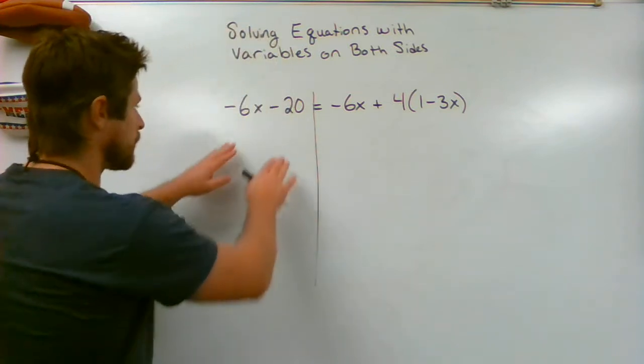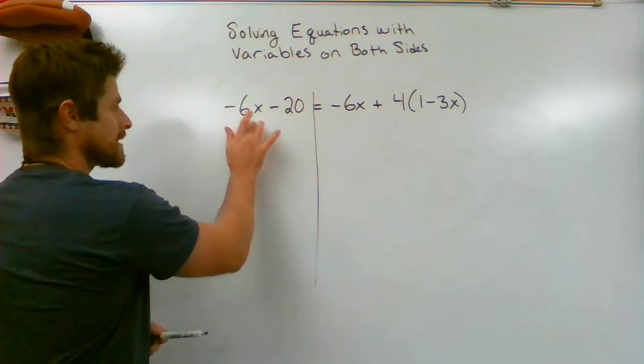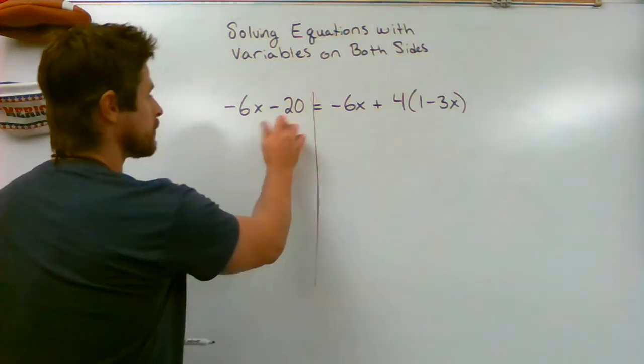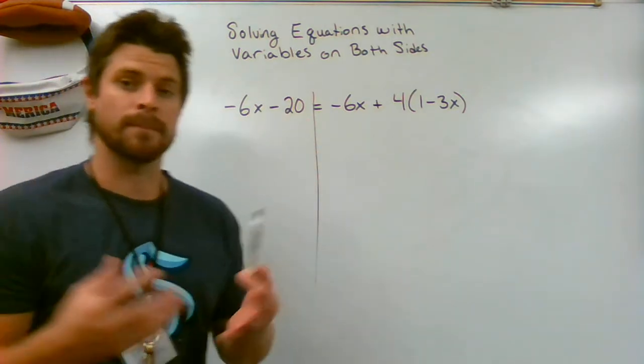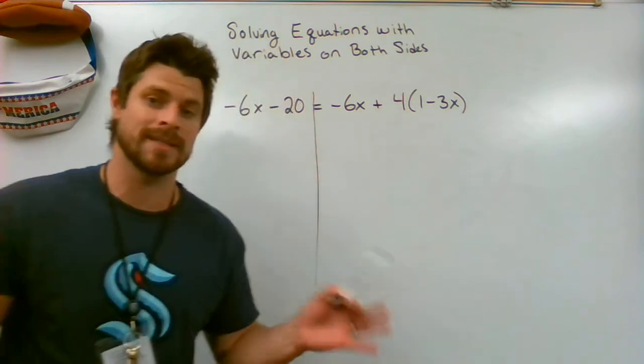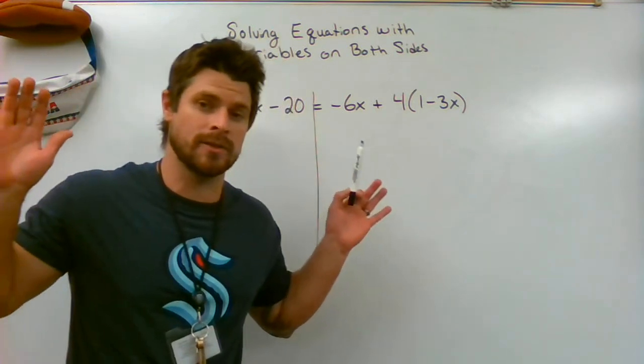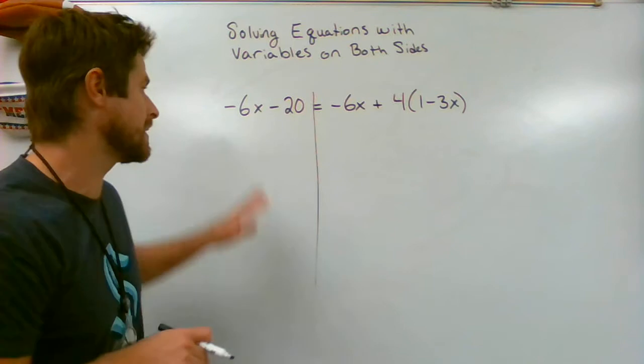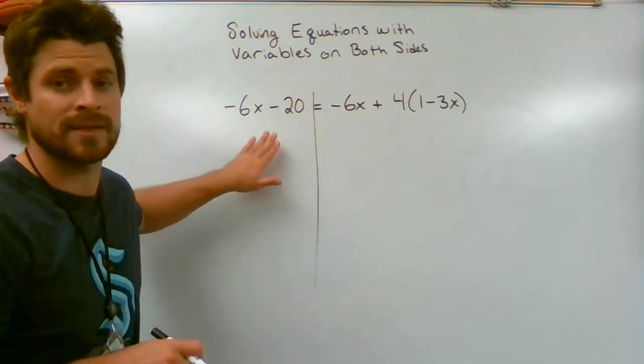So I'm looking over here at the left side, and I have a negative 6x as a term, and I have a negative 20. Neither of those can be combined, therefore the left side is already done. It's a piece of cake. I don't need to do anything else. It is as simple as it gets. That is a simplified expression.